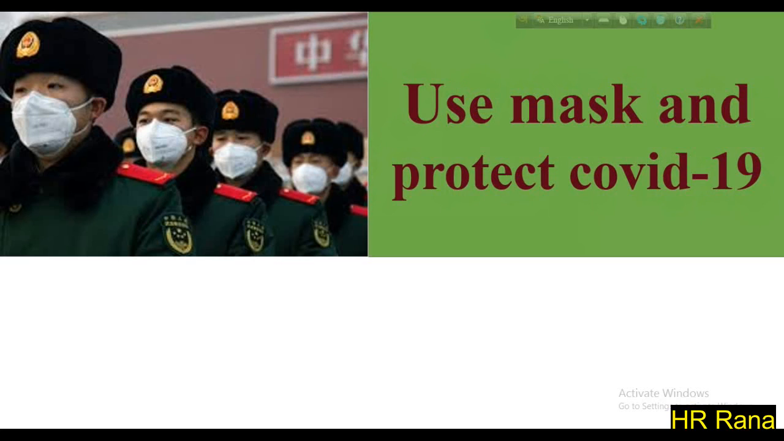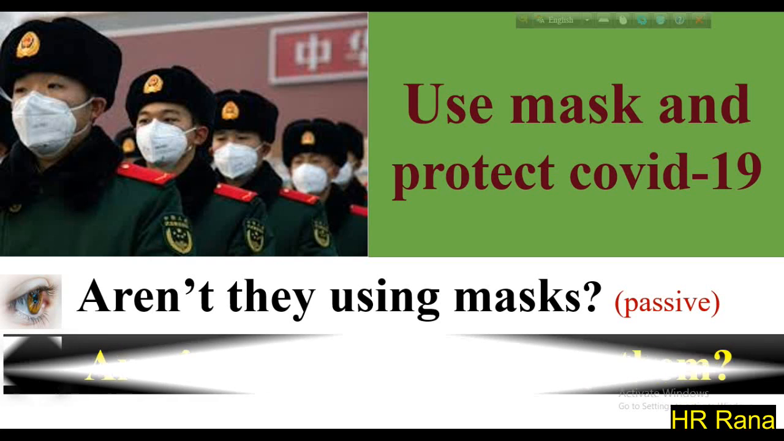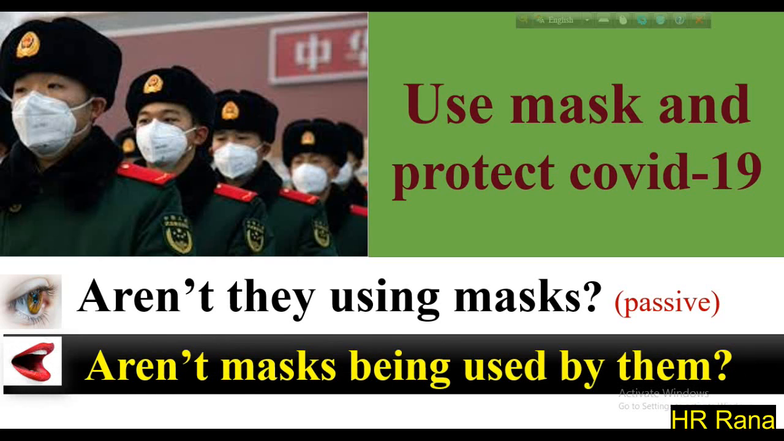Okay, what do you see? They use masks and they protect against COVID-19. Look here, a sentence: "Aren't they using masks?" This is an interrogative sentence. You have been asked to change the sentence into passive voice. If you find are, am, is and the ing form of a verb, this is a present continuous tense interrogative sentence, as you can find "are" at the beginning. So if you find am, is or are at the beginning, you will write the same auxiliary verb, then the object, then being. Now check the answer: "Aren't masks being used by them?"